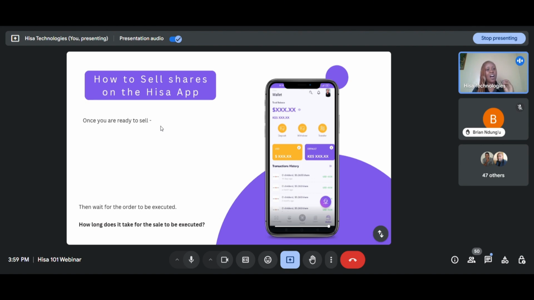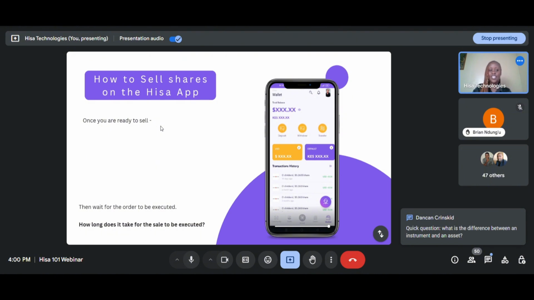In case you missed our session on understanding Hisa wallets, don't worry, I'll share with you where you can find the recordings, but it is as easy as that. You place an order, the order is executed, the settlement period ends, the money is deposited into your USD wallet. Why? Because you sold in USD, US dollars. Okay, all right. Once the money is there, you can choose to either continue investing, or you can choose to place a withdrawal request. All right. Okay.